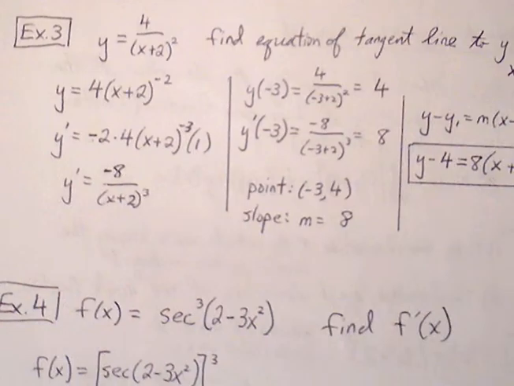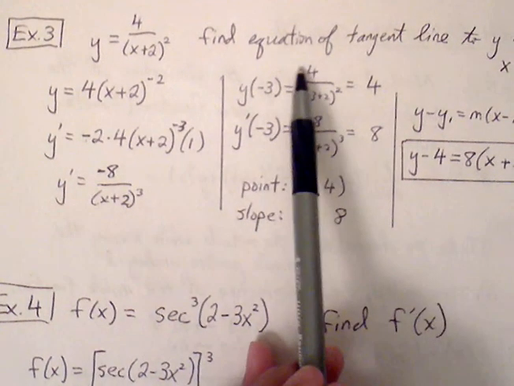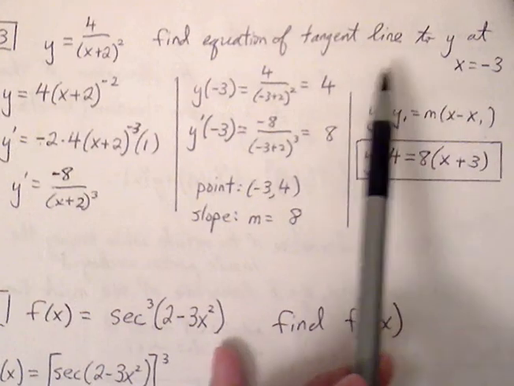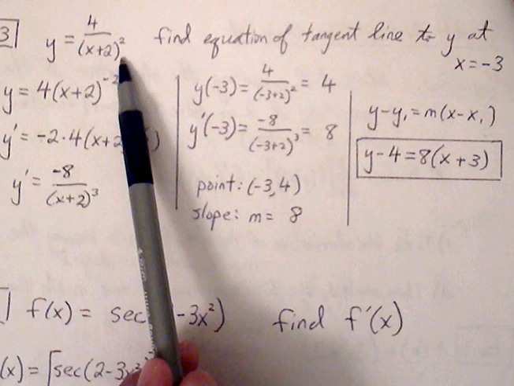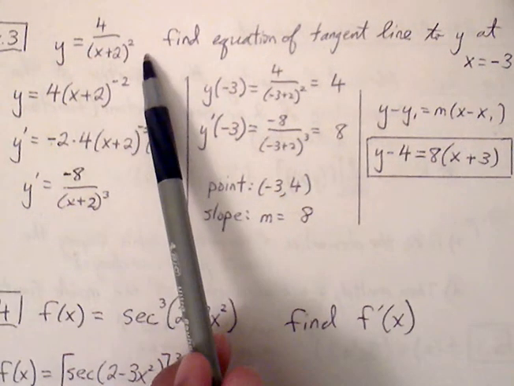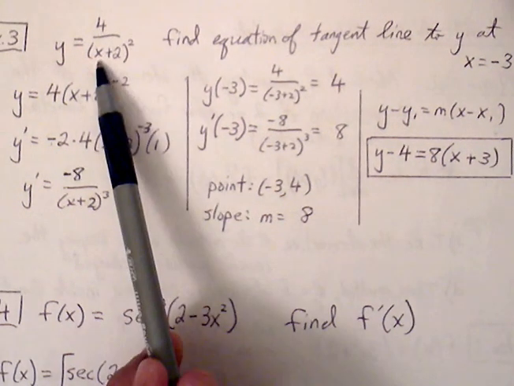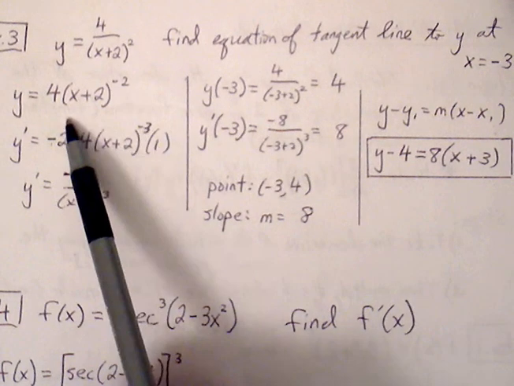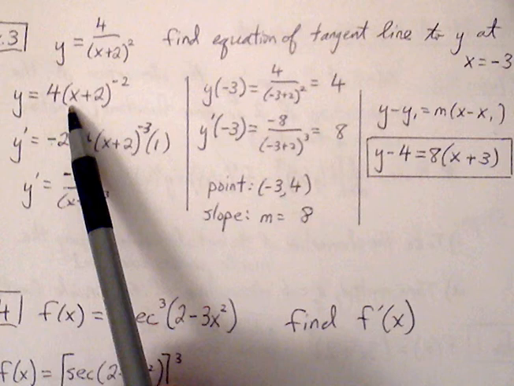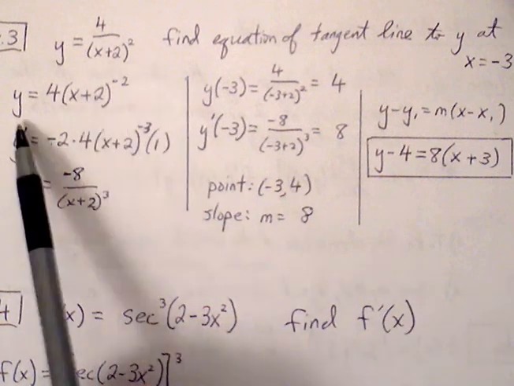Okay, example 3. We have our function. Find the equation of the tangent line to y at x equals negative 3. So we want to find the derivative, but we can avoid the quotient rule if we bring the x plus 2 to the top. And if we do that, then the derivative will be a lot more efficient.